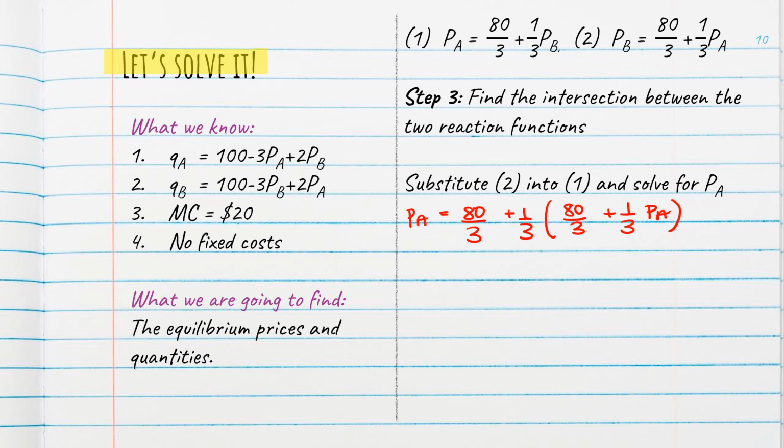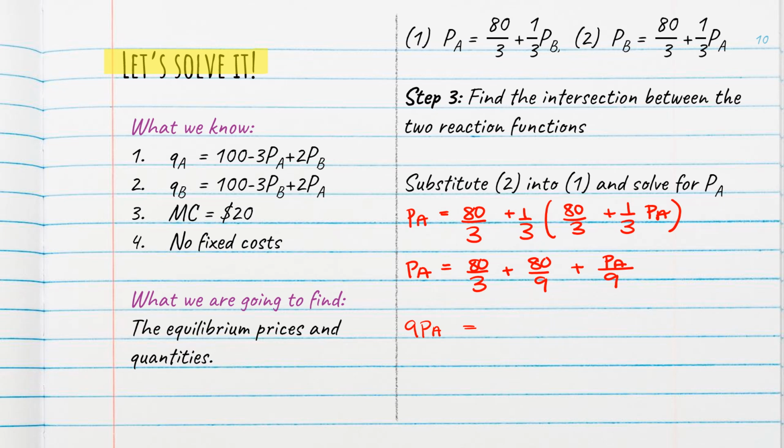So we want to start simplifying a little bit. I have 80 over 3 plus 80 over 9 plus PA over 9 is all equal to PA. From here, you have a lot of options. I think it's easy to say, hey, I got an ugly denominator here and I do not like it. So I'm going to multiply everything through by 9 to get rid of that denominator. When I do that, I get 9PA is equal to 80 over 3 times 9.